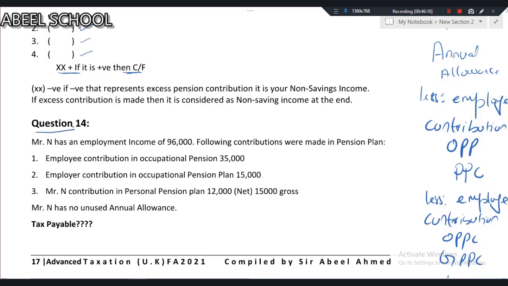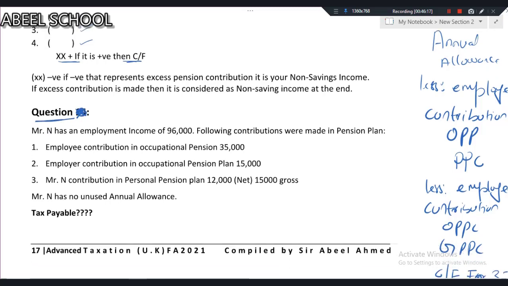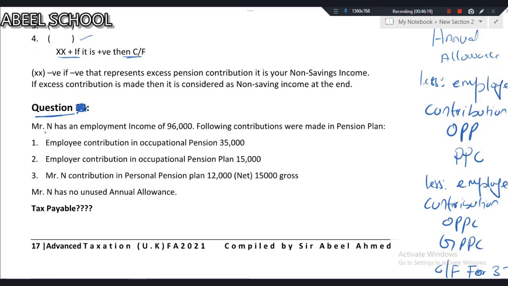Look at this question and please don't be confused with this number. Leave the number. Just take it as a question. Mr. N has an employment income of 96,000. The following contributions were made in pension plans. Employee contribution in occupational pension is 35,000.